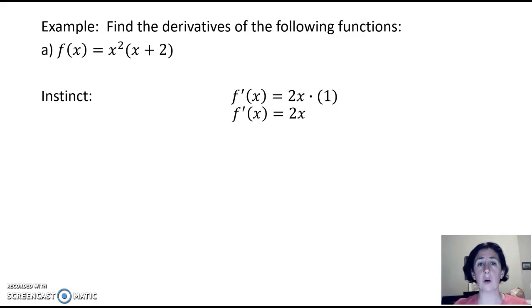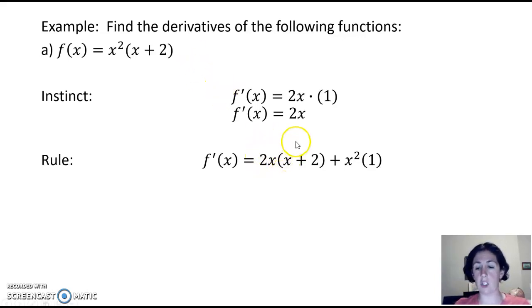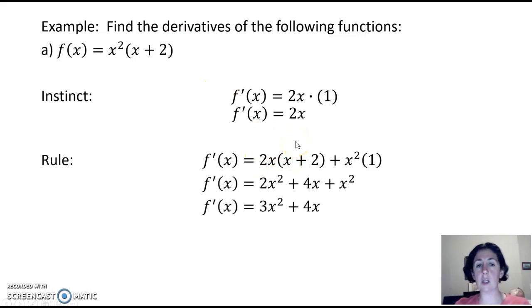But if we use the rule, which says we need to take the derivative of x squared times x plus 2 plus x squared times the derivative of x plus 2, we would get 2x times x plus 2 plus x squared times 1. When we simplify that, let's distribute that 2x and combine like terms, we would get a derivative of 3x squared plus 4x. Now, our instinct gave us 2x, the rule gave us 3x squared plus 4x, and as you can see, those are two completely different answers. So which one is right?